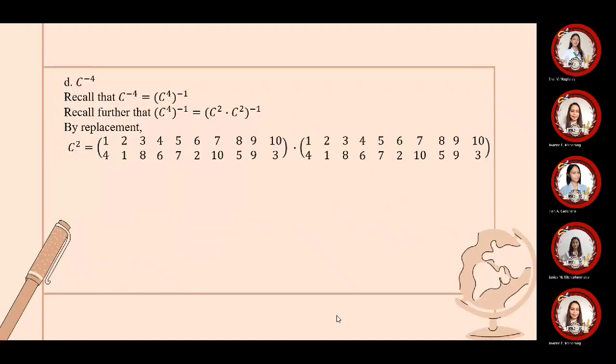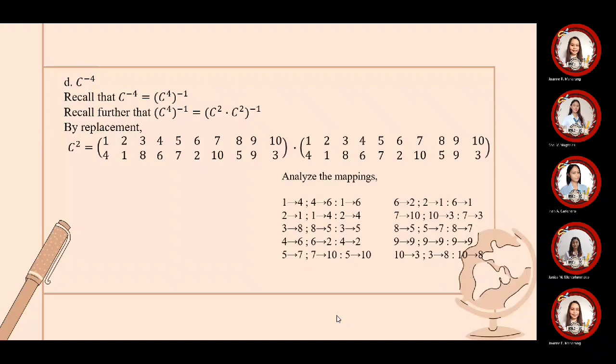Now, for the inverse of C raised to 4, recall that we first compute C raised to 2. By analyzing the mappings, we will have 1 maps to 6, 2 maps to 4, 3 maps to 5, 4 maps to 2, 5 maps to 10, 6 maps to 1, 7 maps to 3, 8 maps to 7, 9 maps to 9, and 10 maps to 8.